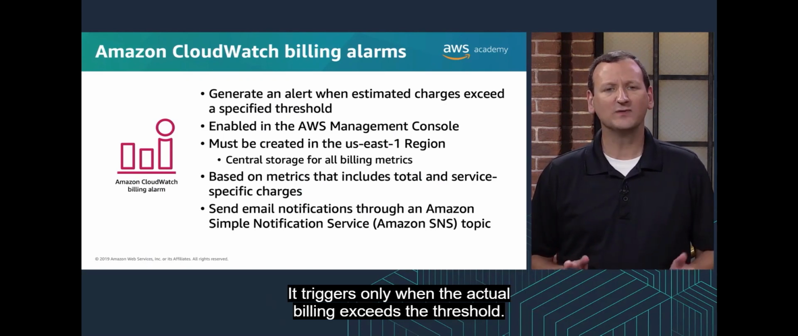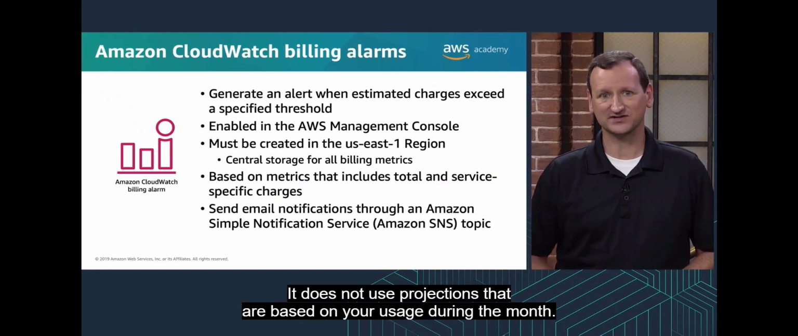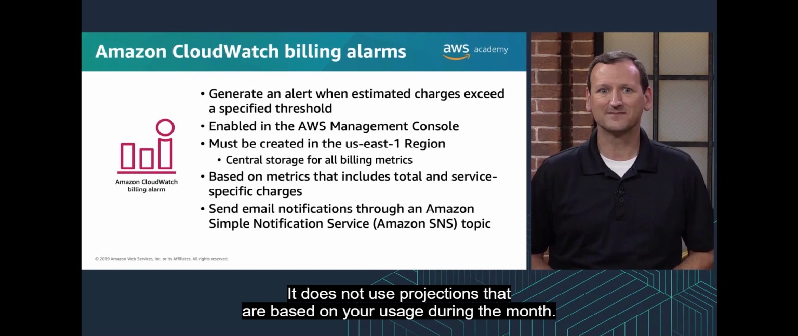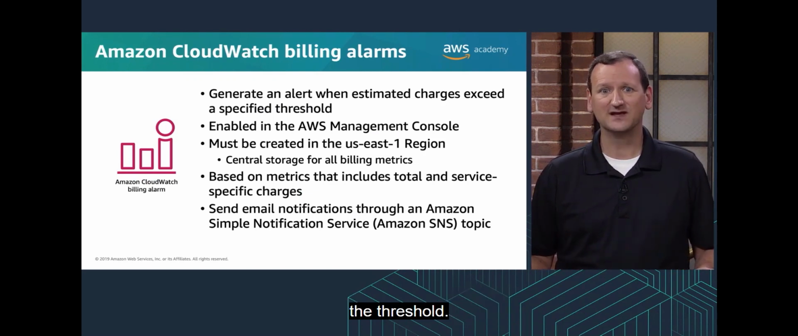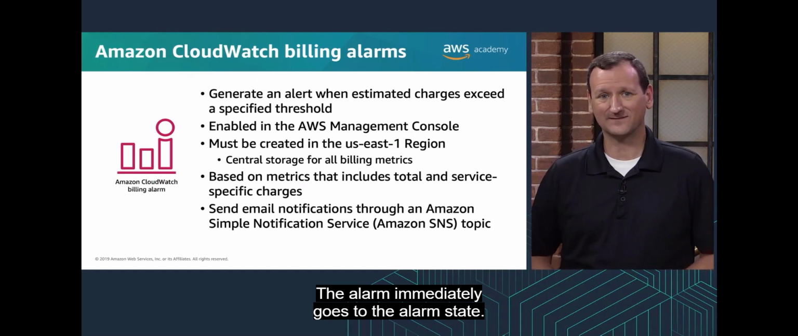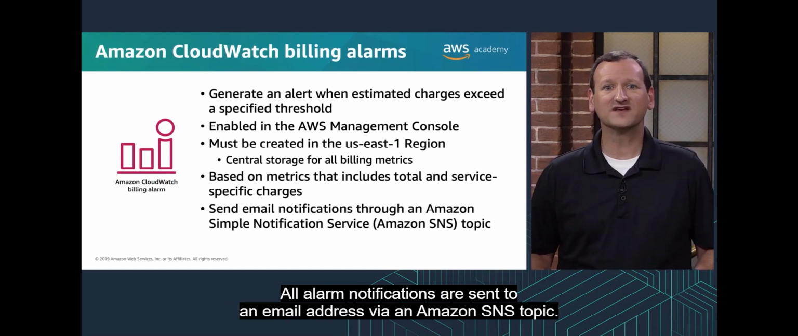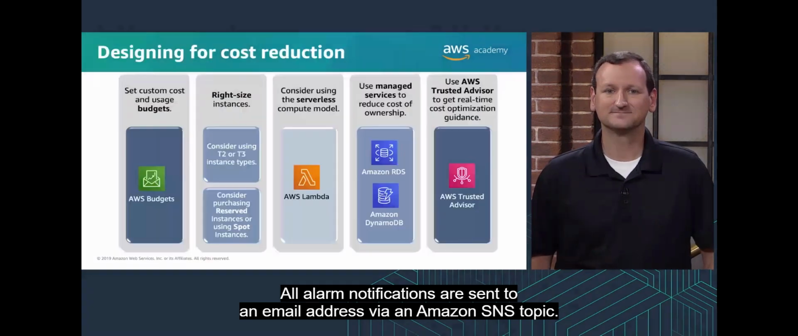It triggers only when the actual billing exceeds the threshold. It does not use projections that are based on your usage during the month. If you create a billing alarm when your charges have already exceeded the threshold, the alarm immediately goes to the alarm state. All alarm notifications are sent to an email address via an Amazon SNS topic.